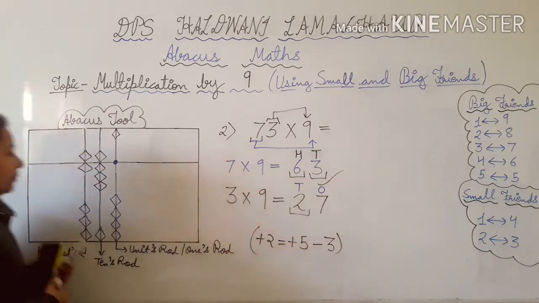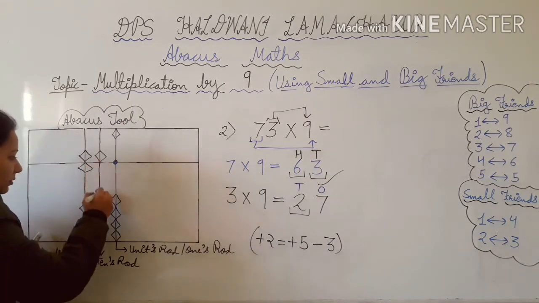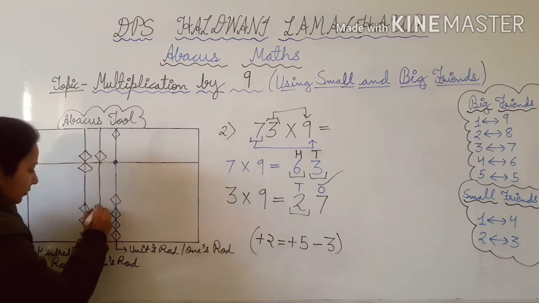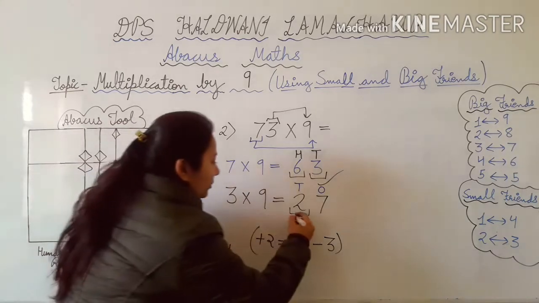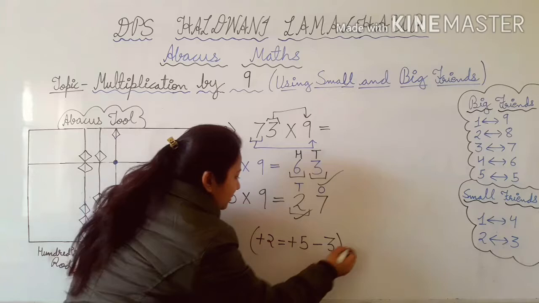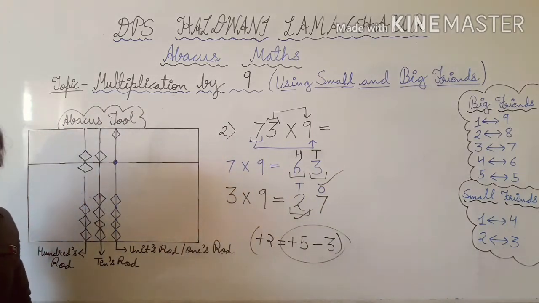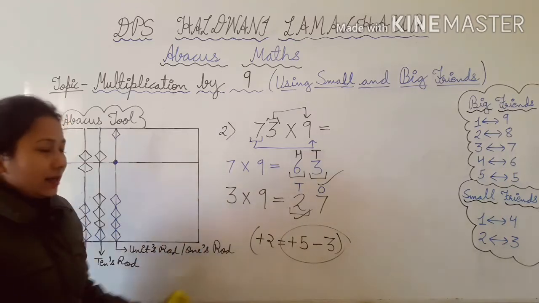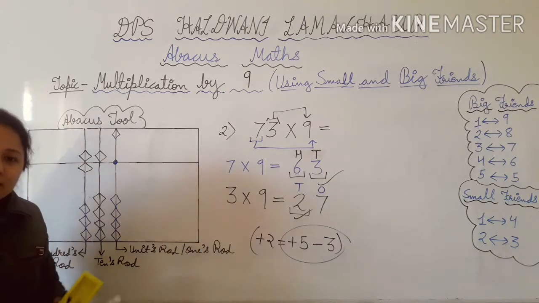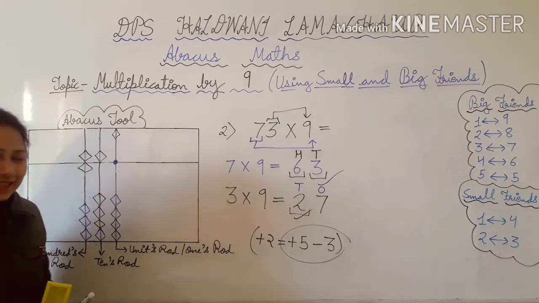Now minus 3. Minus 3 means put these 3 beads down. See, 1, 2, 3. And your 2 is added. Nothing you have to do now as we have applied this small friend formula. Kids, I hope that you all are doing these sums in the Abacus tool with me. Yes, then only you can learn this Abacus or these sums very nicely.